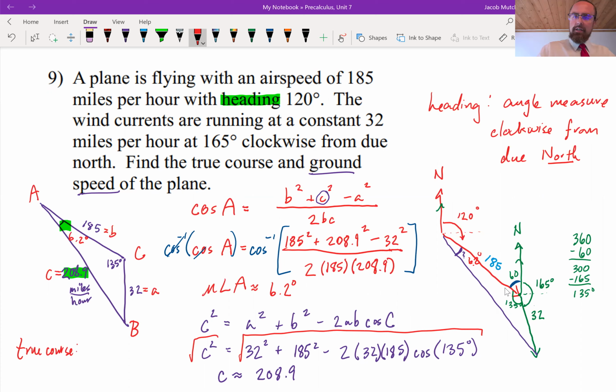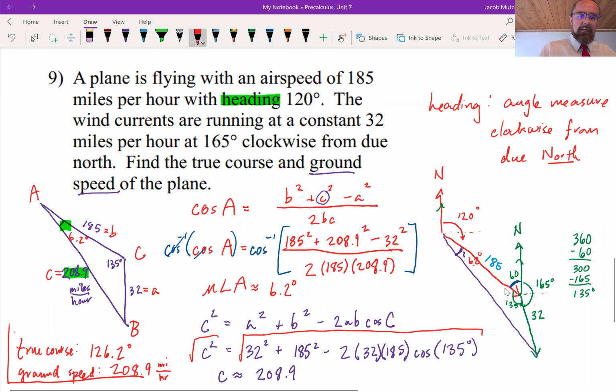So the way that I would answer this question is that the true course, or the heading, is going to be 126.2 degrees. And the ground speed, which we had already calculated there, is represented by the side length of C. The ground speed is going to be 208.9 miles per hour. And that finalizes this last example using the law of cosines.